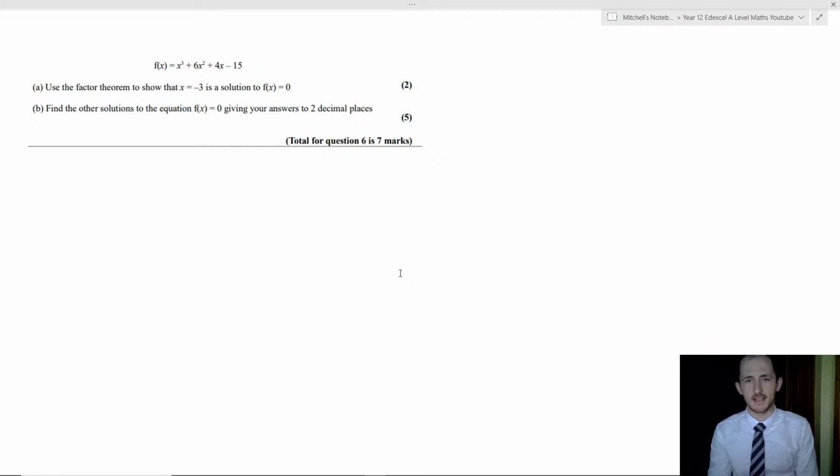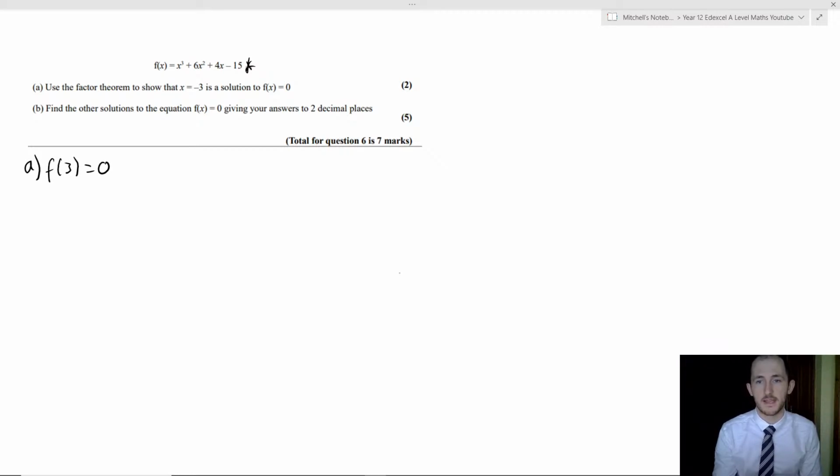Okay, so once again, it's the same question, but different wording. So, we have this equation here. Use the factor theorem to show that x equals minus 3 is a solution. Okay, so it's slightly different wording, but all they're asking me to do is use the factor theorem to show that this is true. Again, just flip the sign. Okay, so let's sub it in.